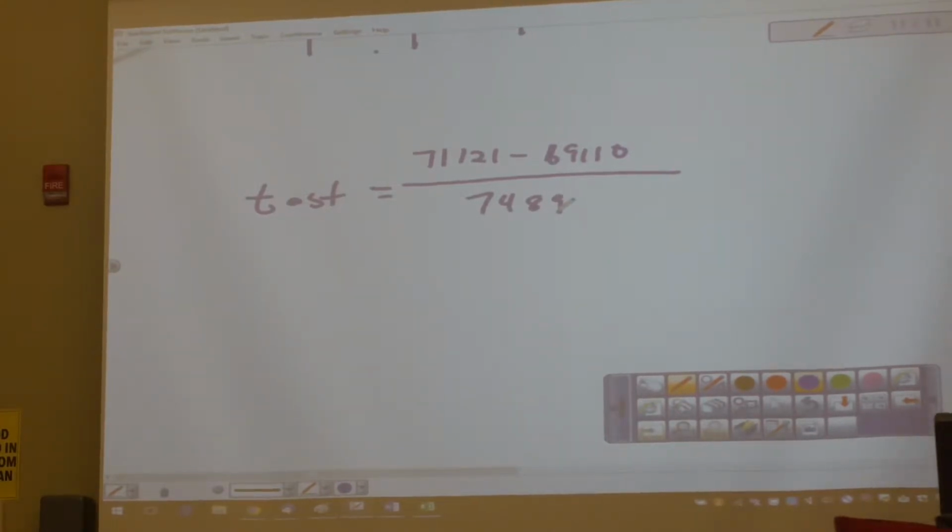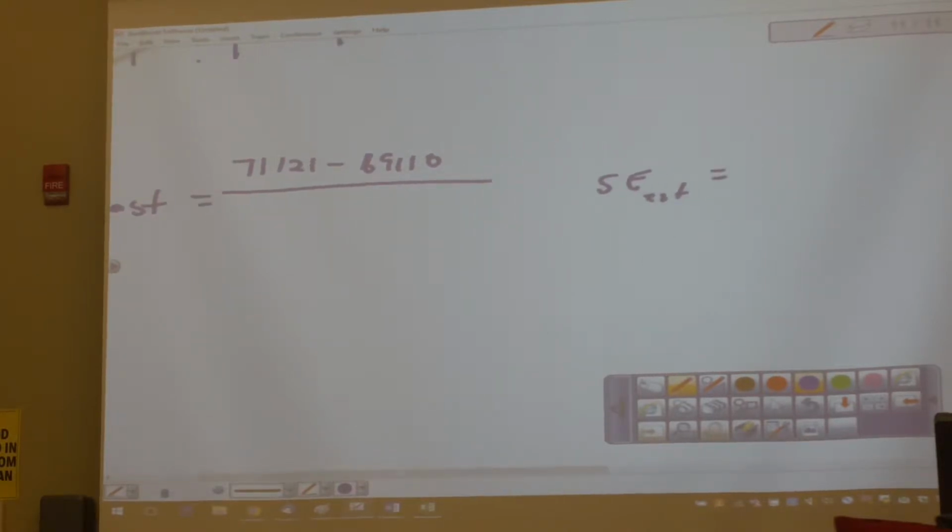She didn't give me the standard error. My standard error estimate was 7,489, divided by the square root of 41. Okay, so I did that, which gave you 1169.585. So that's what goes here, 1169.585. Okay, so when I did that, I get a test statistic of 2.